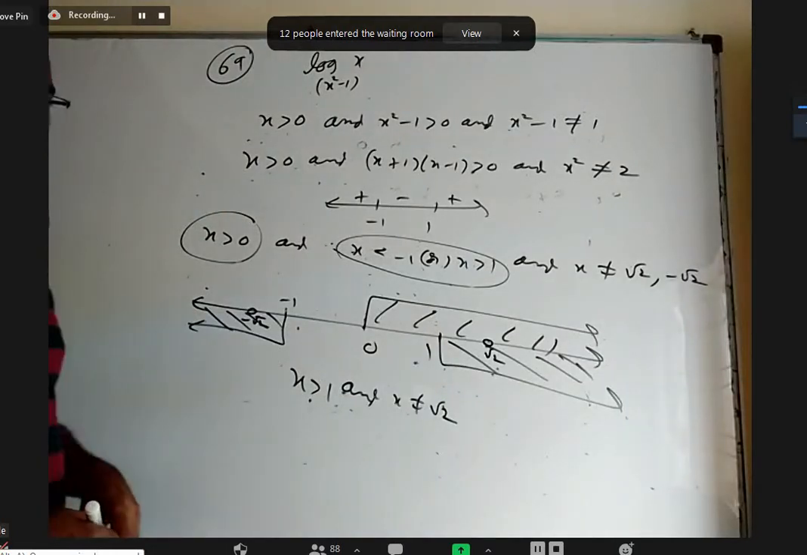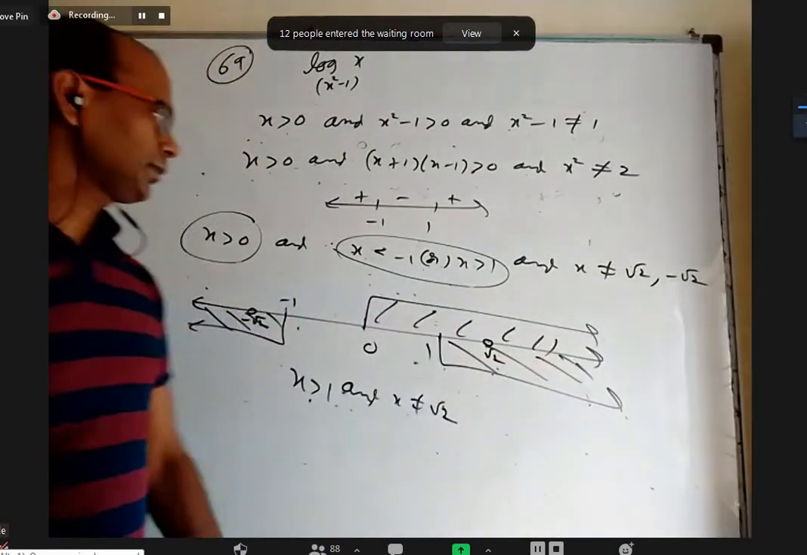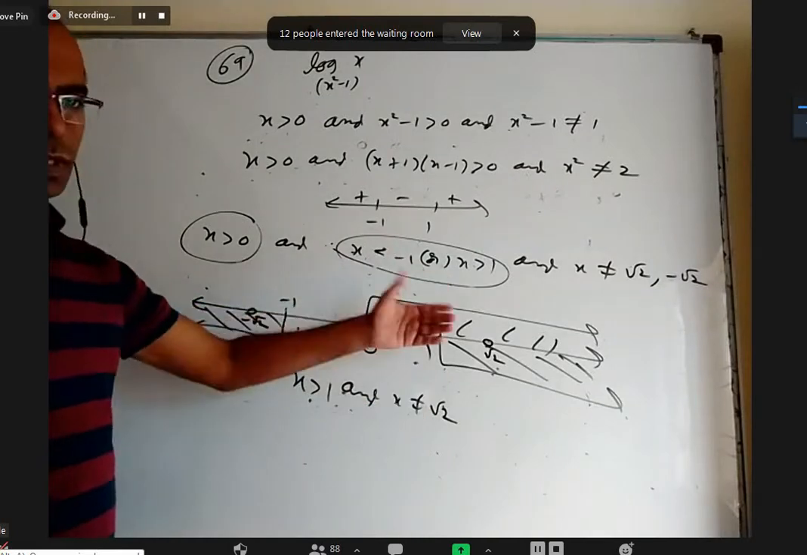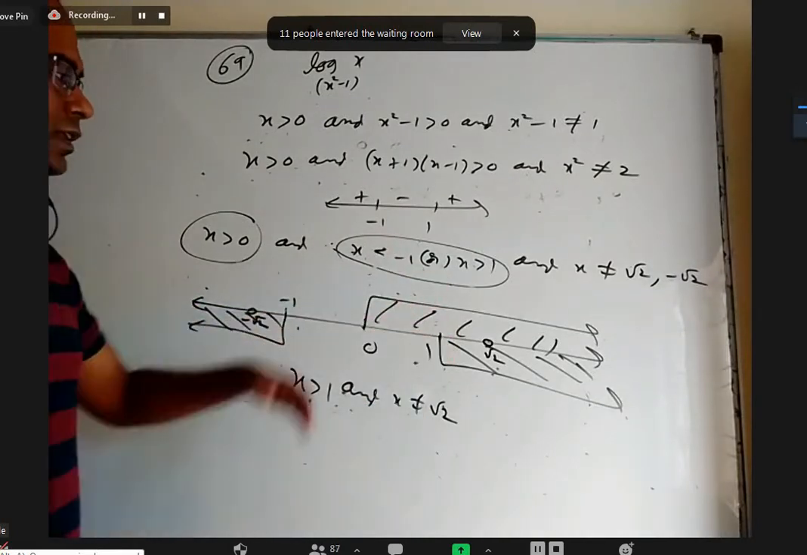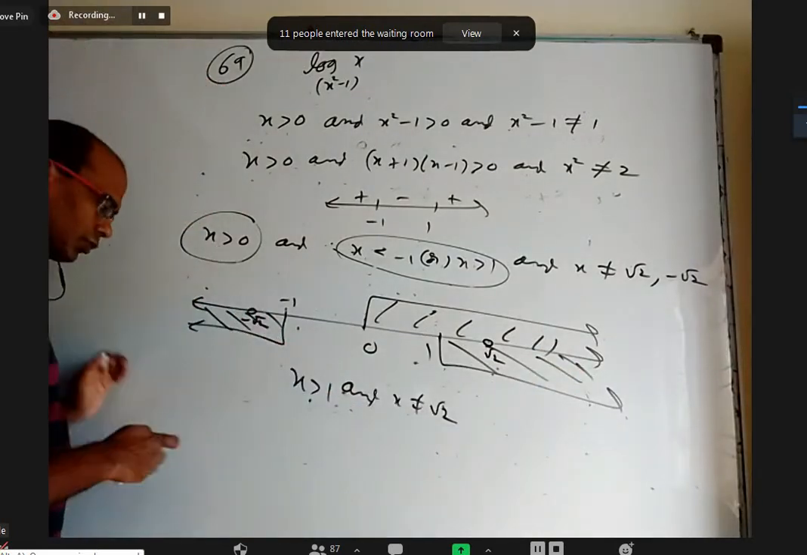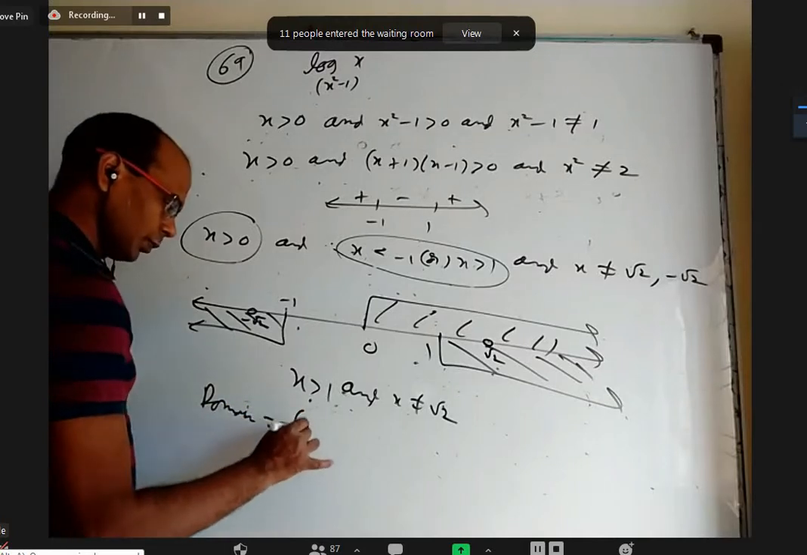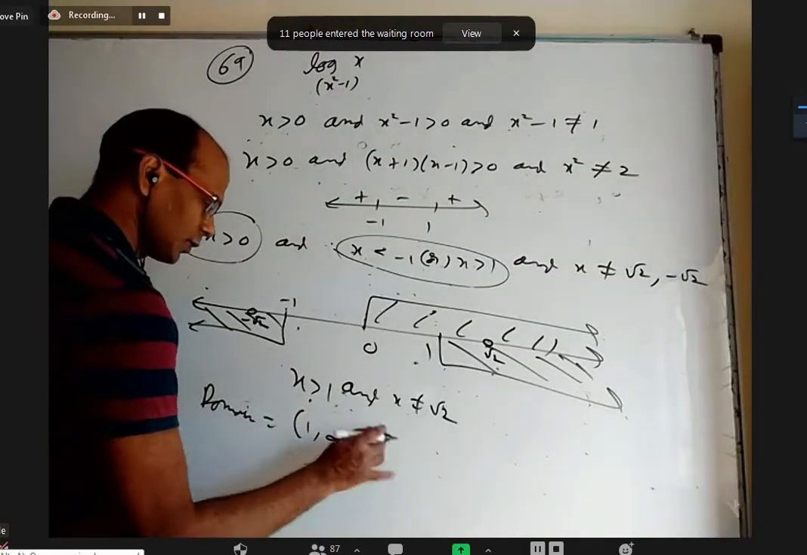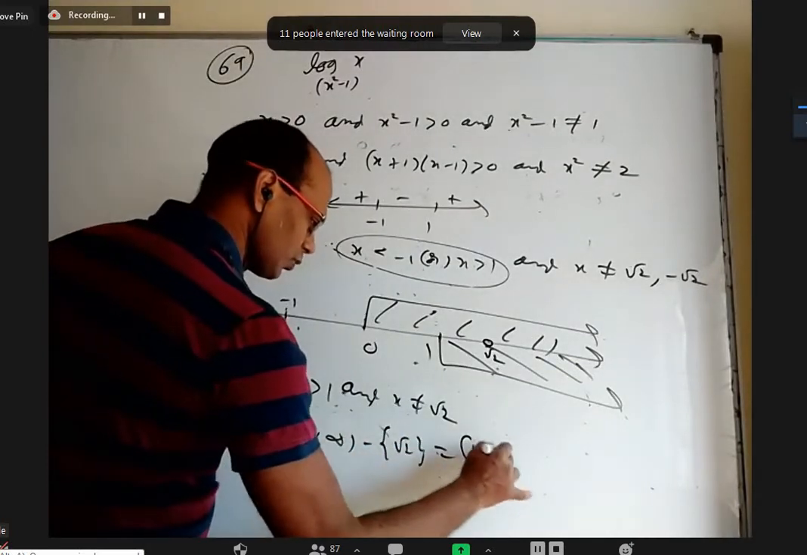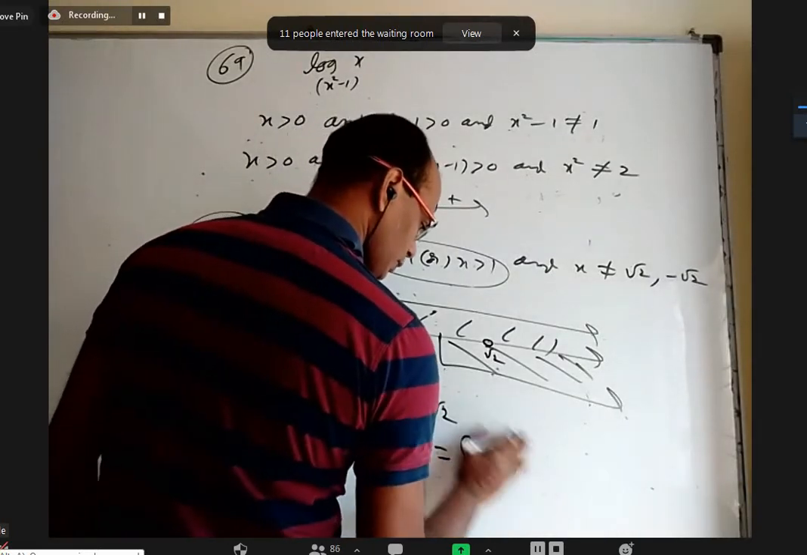So please see carefully how to take intersection. This is one inequality. See where it is on the number line. This is another inequality, where it is this one or this one. See where both shadings are there. This inequality also should be there, this inequality should be there. That is only after 1. In that we don't want root 2. So now the domain is the open interval 1 to infinity except the number root 2, which can be written as 1 to root 2 union root 2 to infinity.